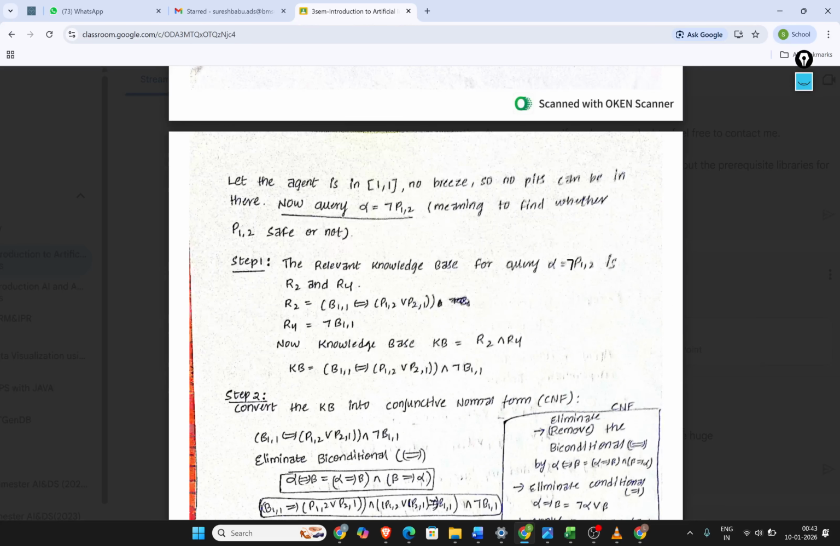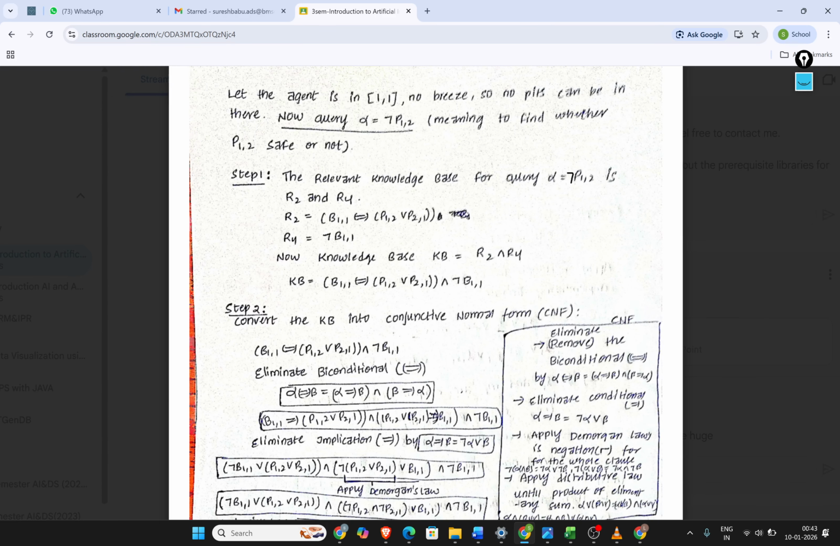We'll come to our simple problem. We know that there is the Wumpus world. Let the agent be in 1,1 with no breeze, so no pits can be there. Now the query alpha is: is there any pit in P1,2, meaning to find whether P1,2 is safe or not. For that, the knowledge base, alpha equals negation P1,2, is R2 and R4. These are rules. We already have rules in our Wumpus world. They also give these rules in the examination.